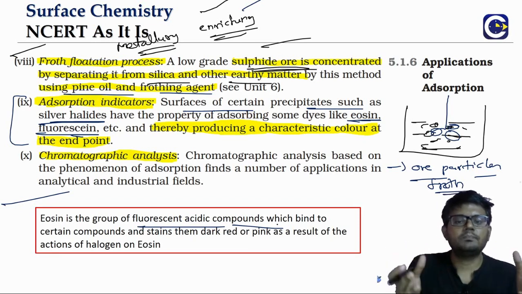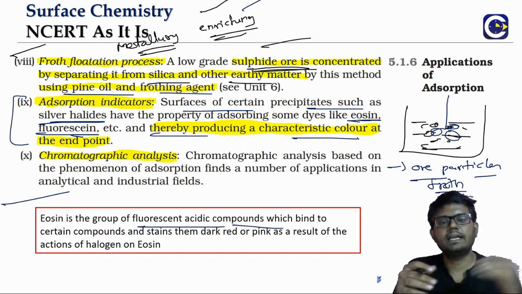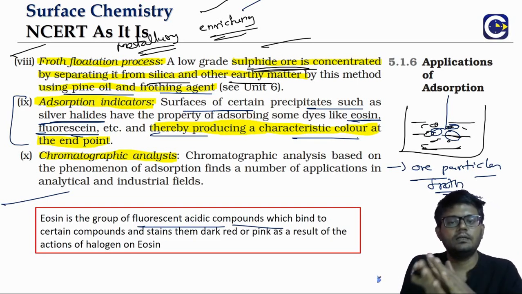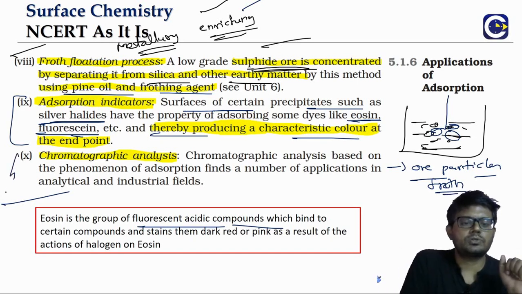And when you see the stain produced, that's an indicator showing that this is the end point. So we can also use adsorption indicators, where at the end of the reaction, once the adsorption is starting, we'll see that there is a color stain that is being produced.